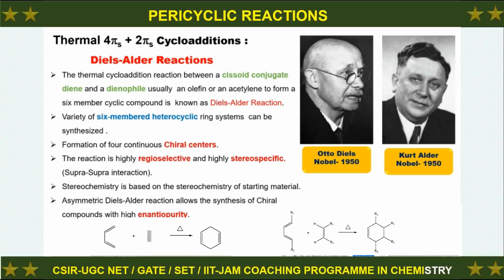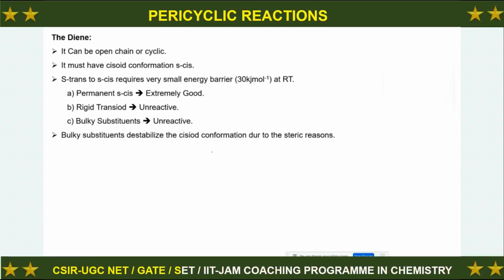So the reaction is highly regioselective and stereospecific. The first part is a diene. Correct? How can the diene be? It can be open chain or cyclic, but the main important point is a cisoid conformation. It's not a configuration, it's a conformation. So you should know the difference between these two: what are conformational isomers and configurational isomers.